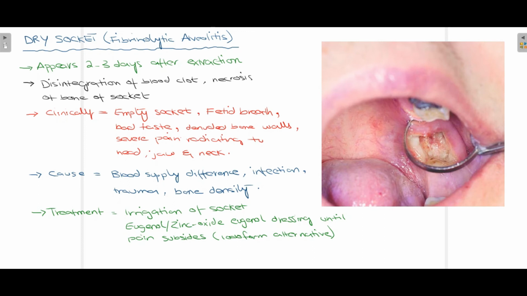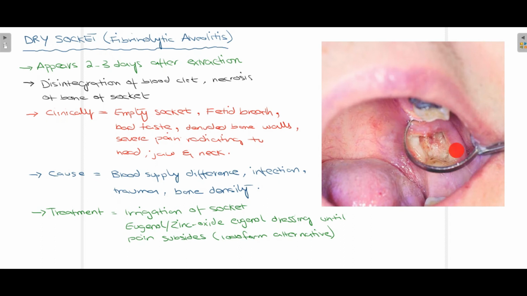Dry socket mainly develops 2 to 3 days after the extraction has been performed, and there are many etiologies and pathogenesis that have been suggested for this complication, but the most common thing is basically there is disintegration of the clot, and that leads to necrosis of the bone socket. So there is failure or dislodgement of the blood clot that should develop in the extraction socket, and when that clot does not develop, this leads to dry socket.